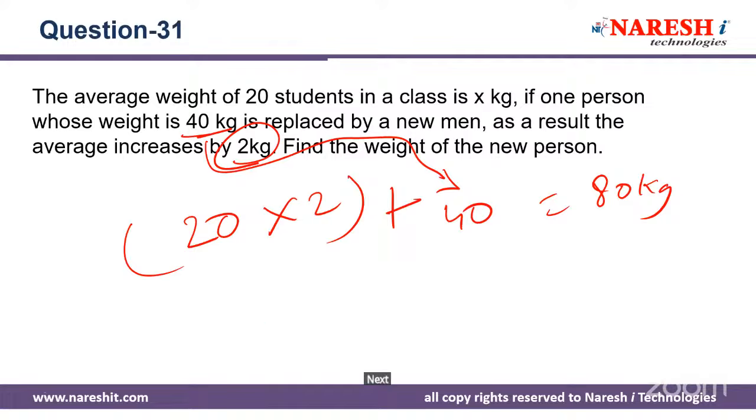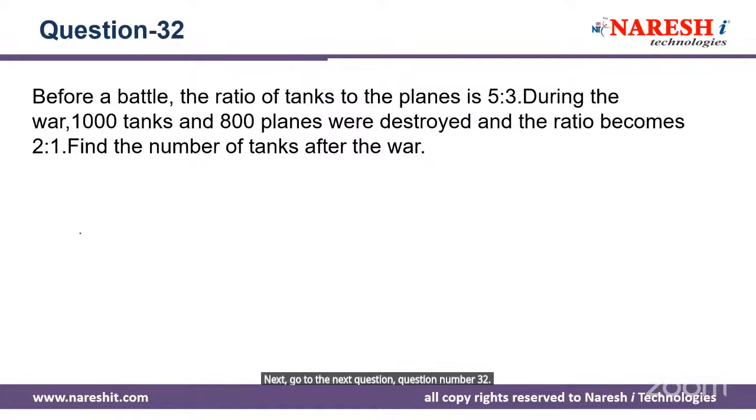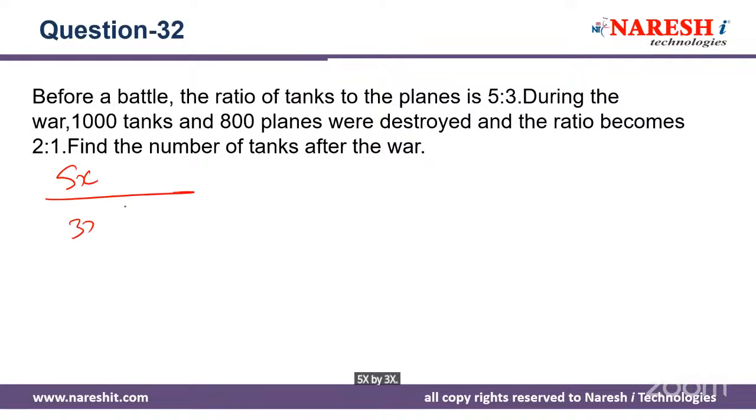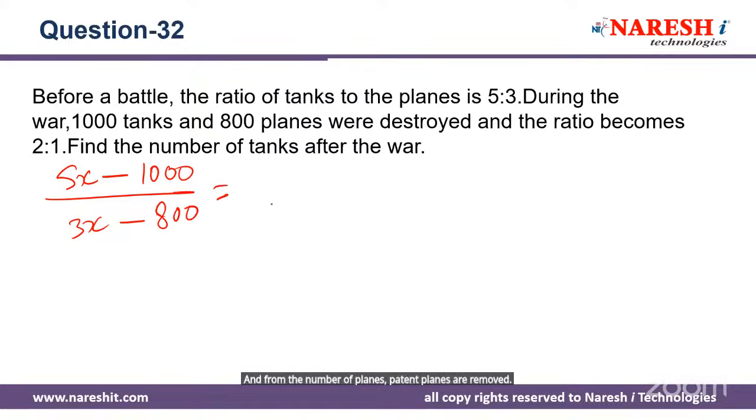Next, go to next question, question number 32. Okay, ratio proportion. Before a battle, the ratio of tanks to planes is 5:3. How do we write the ratio, guys? 5x by 3x. During the war, 1,000 tanks and 800 planes were destroyed. Destroyed means removed. From the starting number of tanks, 1,000 tanks are removed, and from the planes, 800 planes are removed. And the ratio becomes 2:1. Find the number of tanks after the war.